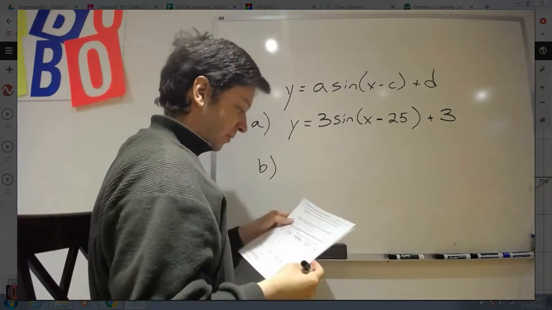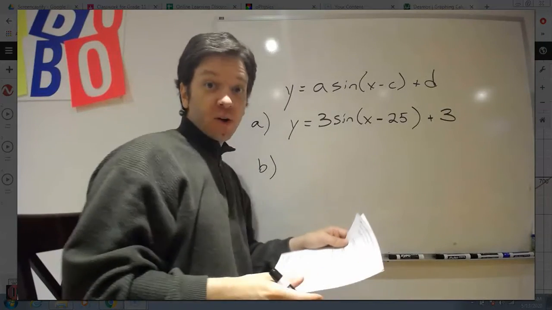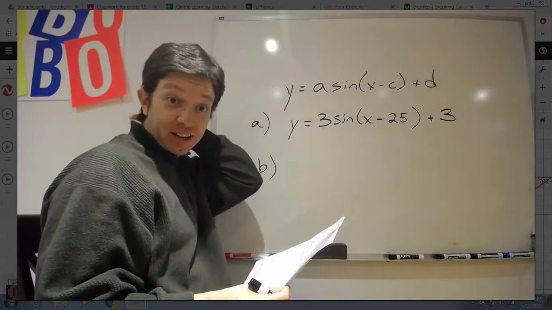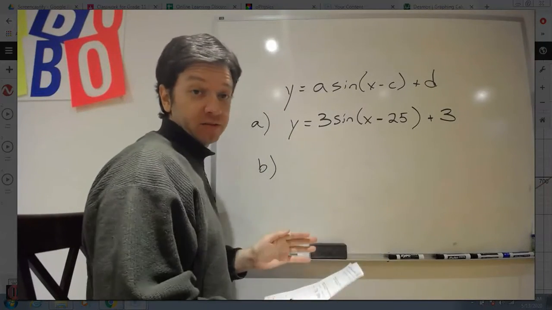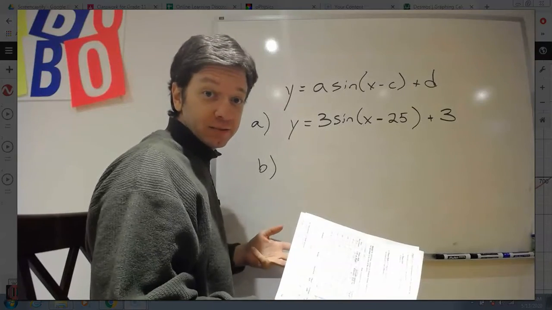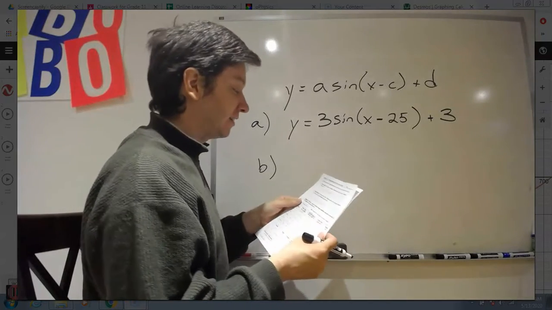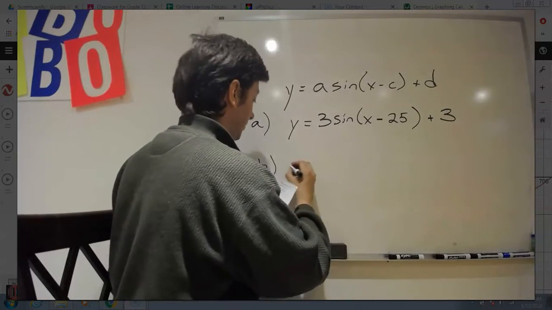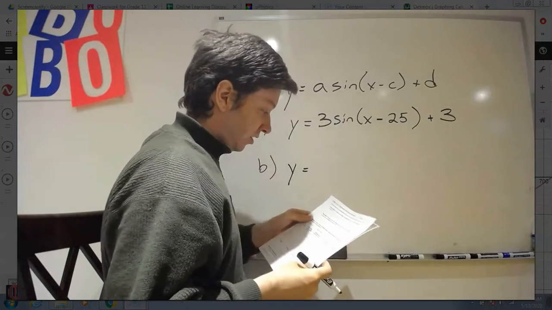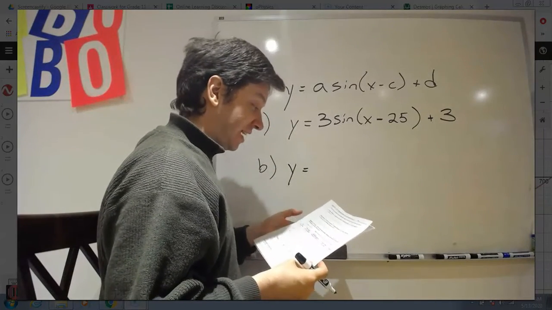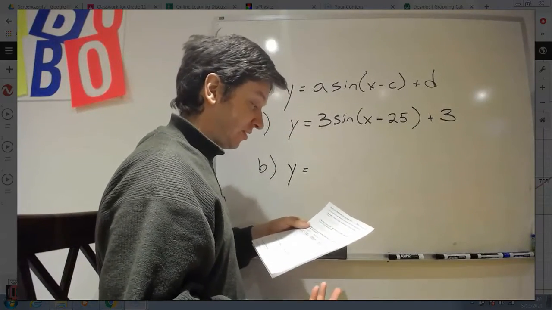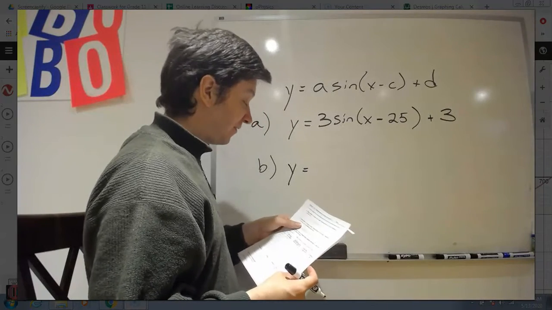Part B, let's try part B. So if you want, definitely pause the video, try it yourself, and then continue. So take a moment, pause, try B, and now let's do it together. So in this case, we have y equals, 35 degrees to the left, vertical translation of 5 units down, and it's compressed by a factor of 0.5.